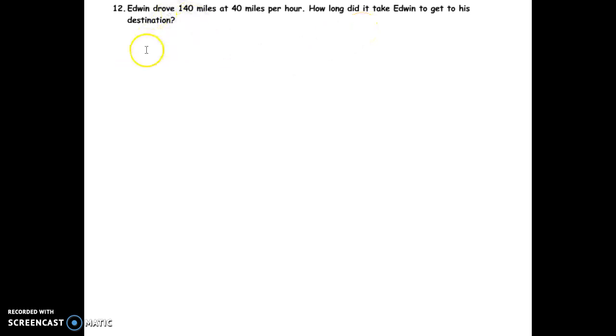So if he's driving 140 miles at 40 miles per hour, our rate over here is 40 miles per how many hours? Per 1 hour, right? So it's miles over hours. If it's going at 40 miles per hour, then this is what we're trying to figure out: how many hours it took for him to get there, right?